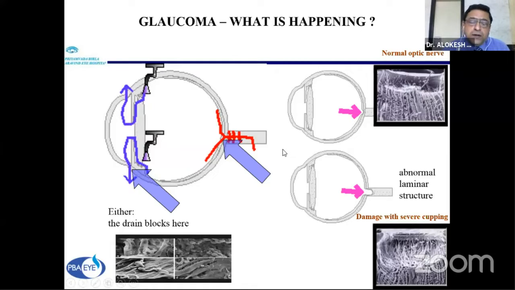In normal tension glaucoma, there are various pathologies which have been hypothesized, one of them being the abnormal laminar structure, where the collagen is genetically modified to be less resilient to the IOP, and along with it, there is evidence of poor blood supply at the optic nerve head, which results in the cupping.